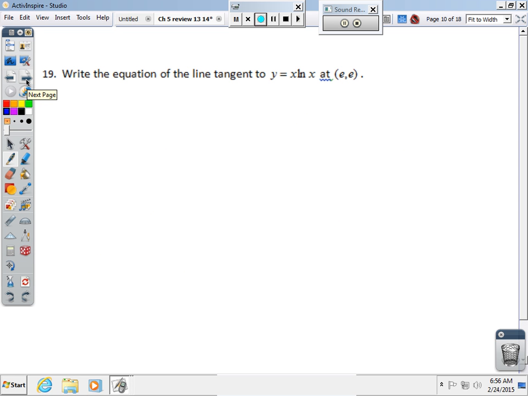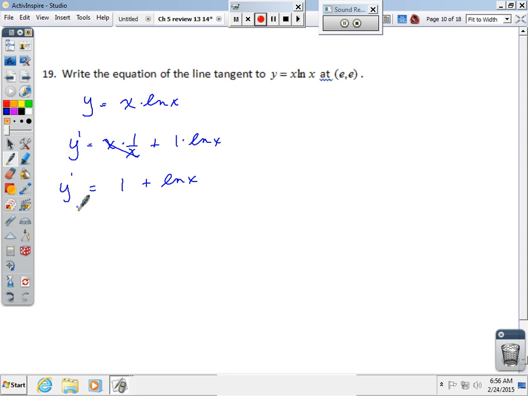19, equation of the tangent line. Alright, and again, kind of the same idea. We just need to find the slope. So the function is y equals x times ln of x. Going to do a product rule. So the first times the derivative of the second plus the derivative of the first times the second. Do some simplification. So that's 1 plus ln of x is equal to y prime.